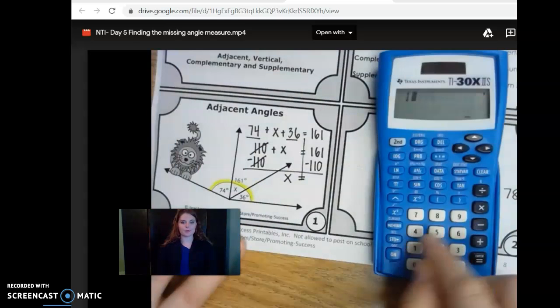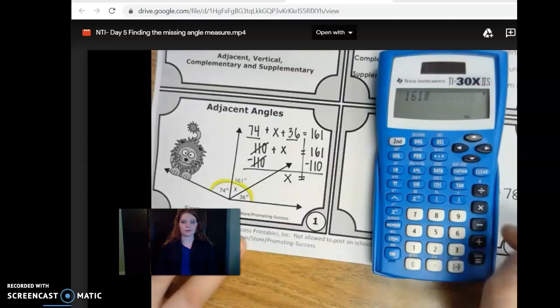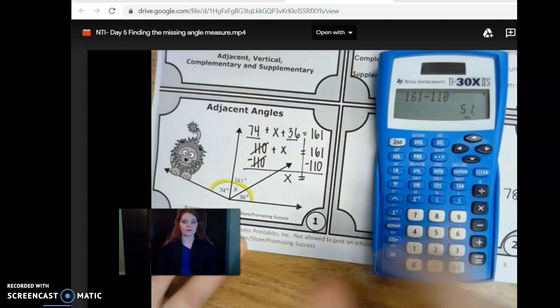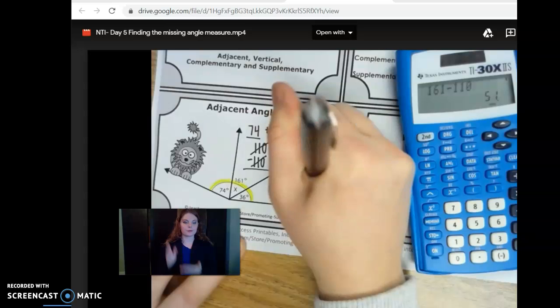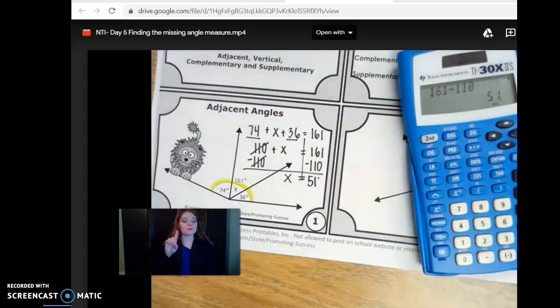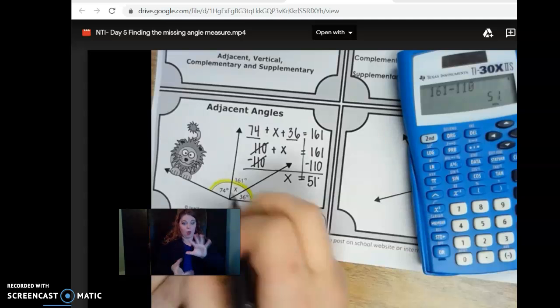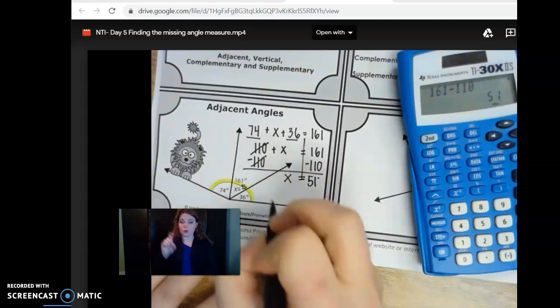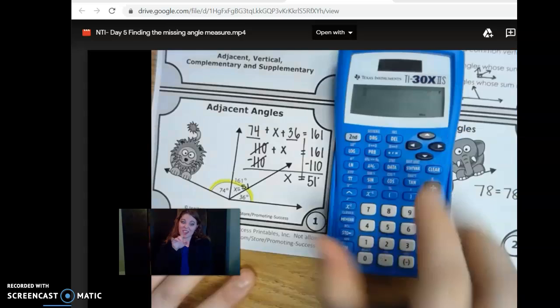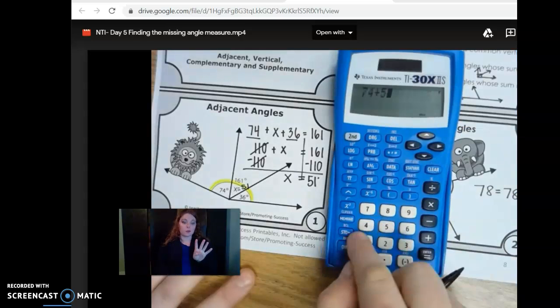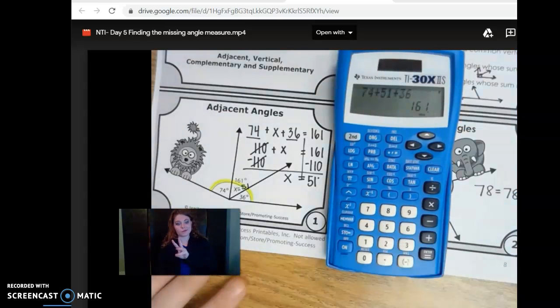And 161 minus 110 is 51 degrees. And we can check ourselves because all 3 of these angles should add up to 161. So if this is really 51 degrees, when I add 74, 51, and 36, it gives me 161 degrees, which proves that I did my math right.